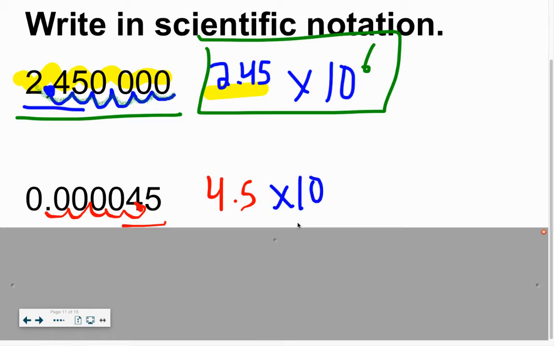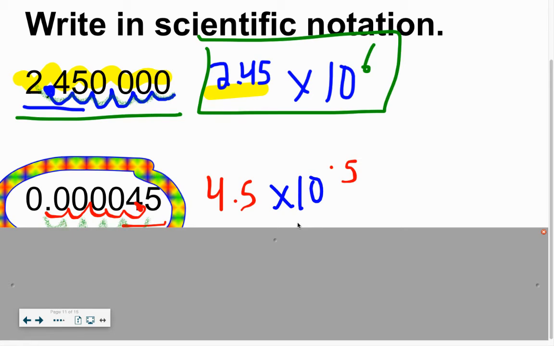Now we go back and we count again. How many times did we move that decimal? 1, 2, 3, 4, 5 times. So we're going to have a 5. Now the question becomes positive or negative 5 on that exponent. Because this was a teeny tiny number, because this was a decimal, it needs to be a negative.